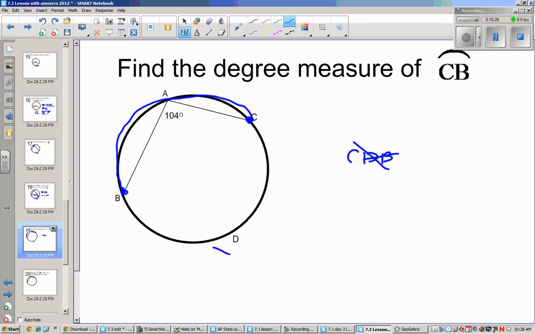So first, I know what this arc is. Let's call that X. It's double the inscribed angle, so that would give us 208 degrees. But I really need to find that blue part over there. So I know that this arc here is 208 degrees, but I'm not trying to find that one. So what I have to do is subtract it from my total of 360. So 360 minus 208 leaves me with 152 degrees for that arc.